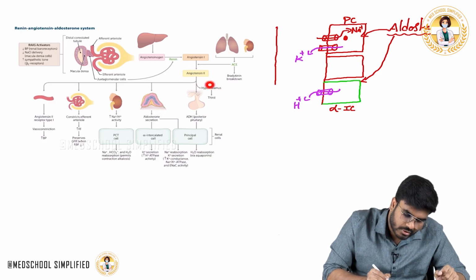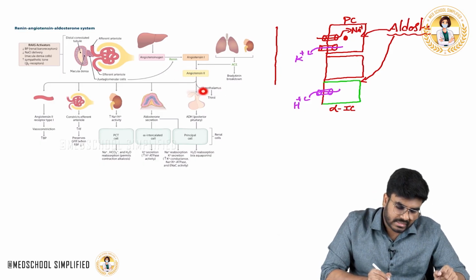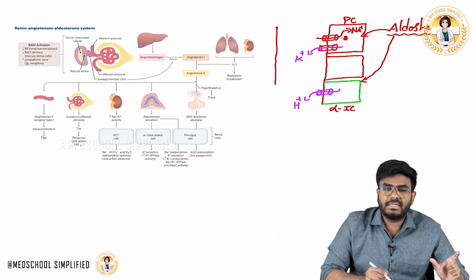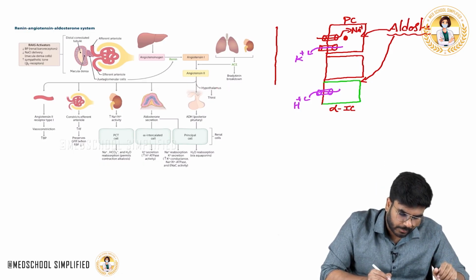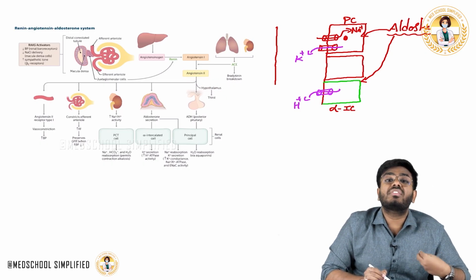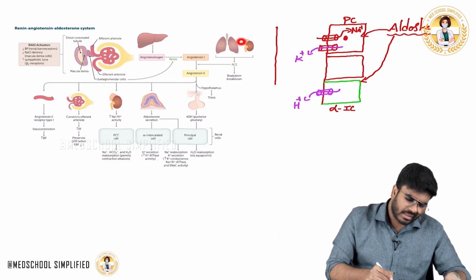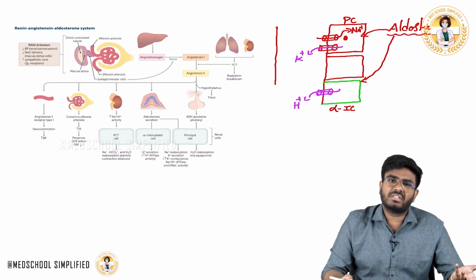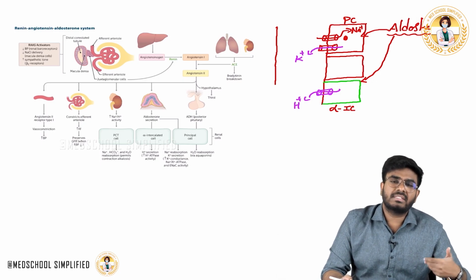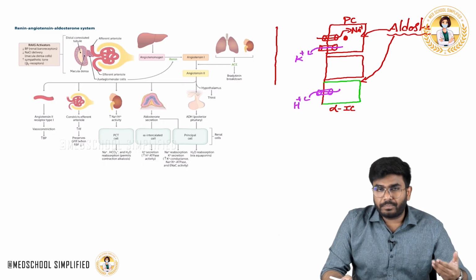Angiotensin II will also go to the hypothalamus. There is one nucleus called the lateral hypothalamic nucleus, which is called the thirst center. Angiotensin II, by acting on the hypothalamus, stimulates the feeling of thirst. Why? Because the main important function of the RAAS pathway is to increase the BP.